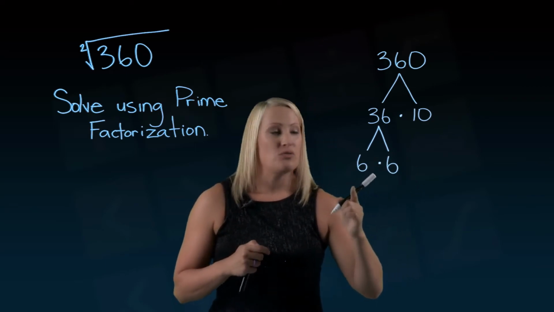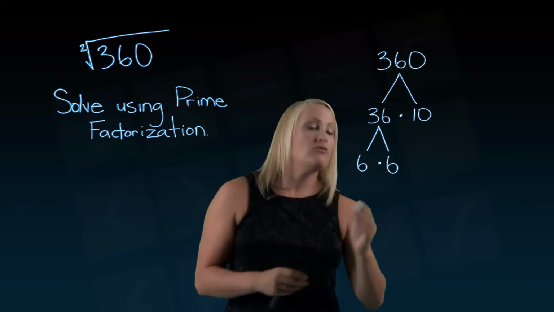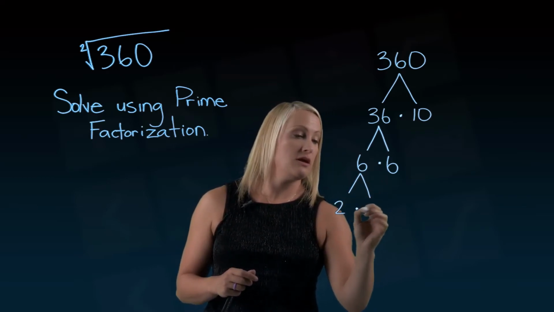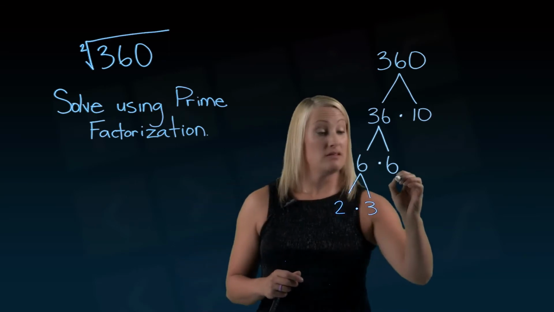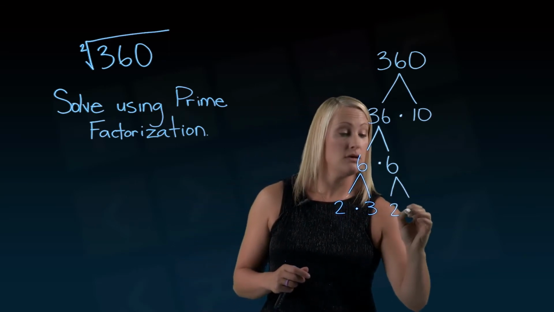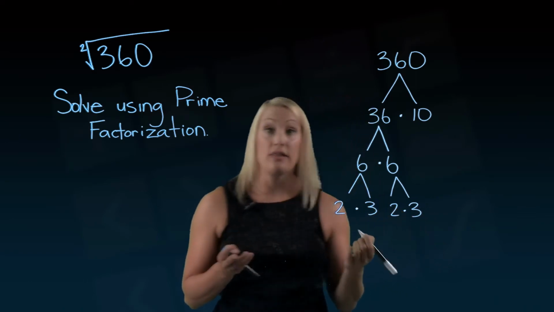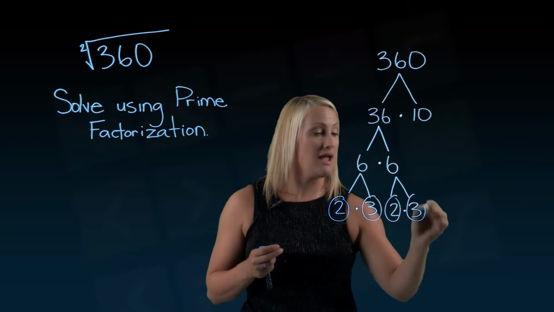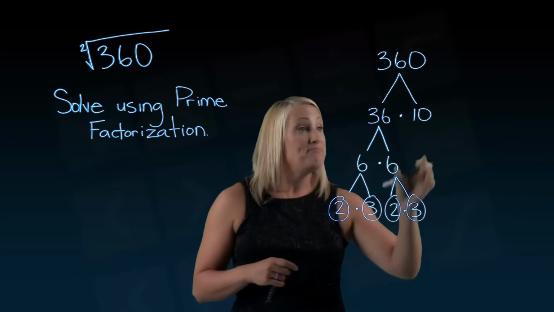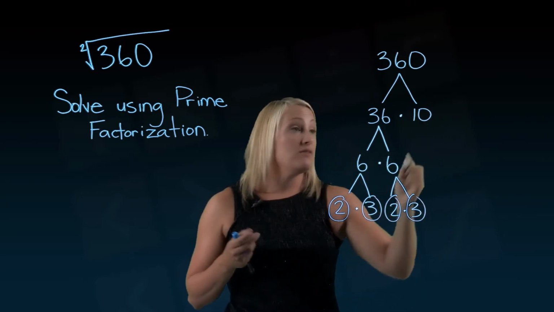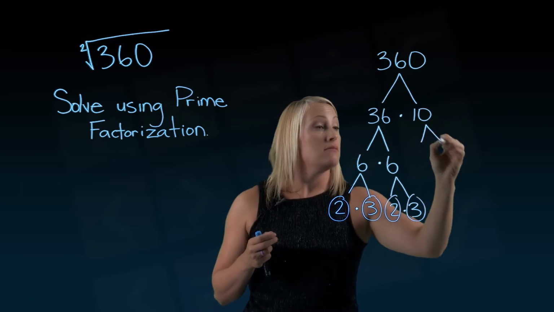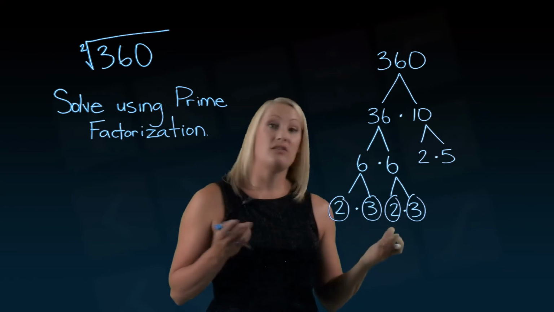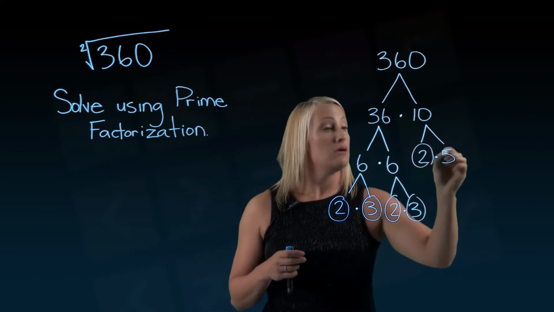Those aren't prime numbers. We actually have to factor those one level further. If we do that, I know that 2 times 3 would give me 6, and this 6 breaks down the same way, 2 times 3. And both 2 and 3 are prime numbers, so those have been broken down as far as we can. Let's take a look at 10. 2 numbers that multiply give us 10. I can think of 2 and 5. And again, both of those numbers are prime numbers.